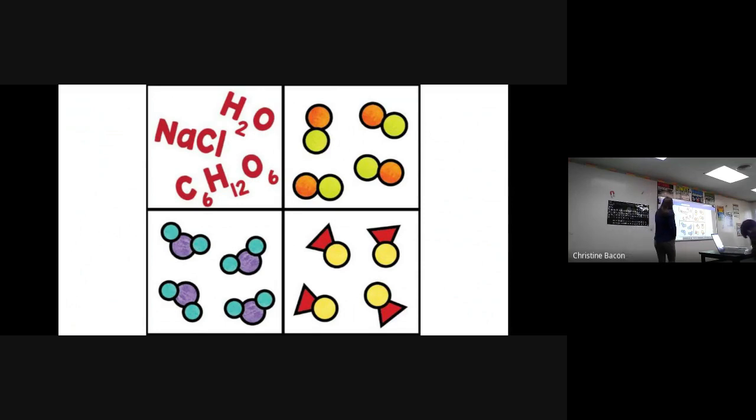So these are 2 different types of atoms that are bonded together. If they're not chemically bonded together, then they would be floating separated from each other.